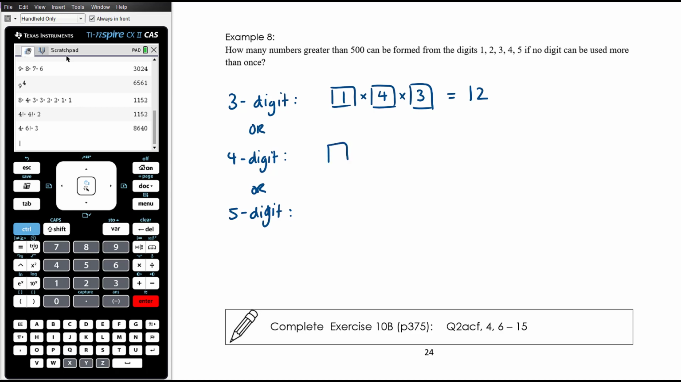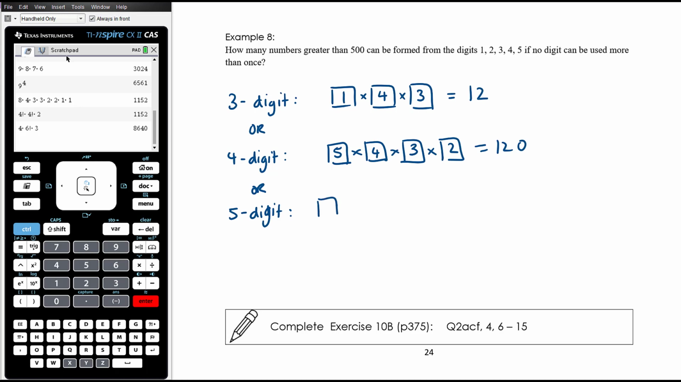Then we want to think about the 4-digit numbers. Every single 4-digit number is bigger than 500, so any of the 5 digits can go here, any of the 4 remaining digits can go here, any of the 3 remaining digits can go here, and any of the 2 remaining digits can go here. 5 times 4 is 20, times 3 is 60, times 2 is 120.